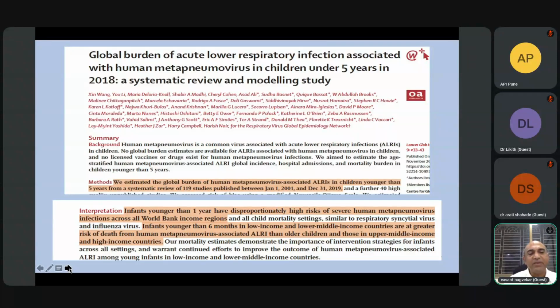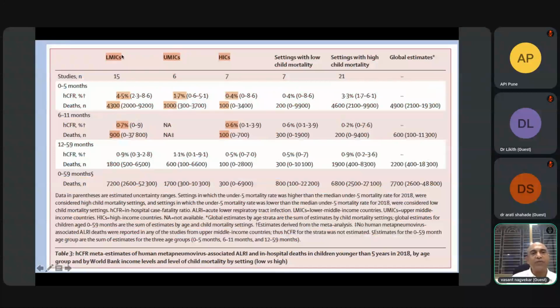The next slide will clearly show you that the top one on the left-hand side is the lower middle income countries, this is the upper middle income countries, the center one, and HIC is the higher income countries. If you see, the case fatality rate was 4.5% in the lower middle income countries compared to 1.7% in the upper middle income countries and 0.4% in the higher income countries. So again, the number of deaths was also higher in the lower middle income countries compared to the higher income countries.